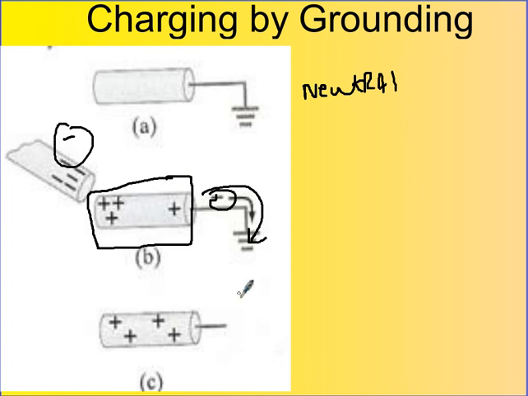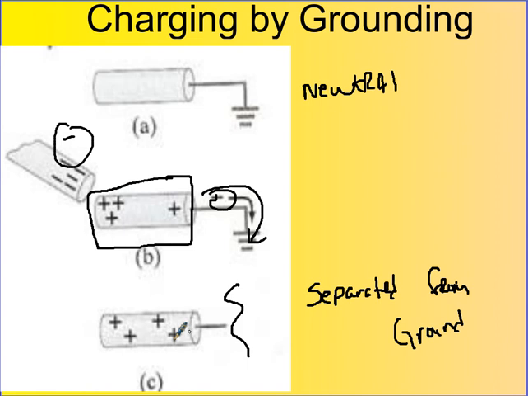Now, if I were to separate it from ground, this is important. Once I separate it from ground, it becomes isolated. There's nowhere for the charges to go, and no electrons can come back up from ground. So I separate it from ground and then remove my negatively charged rod. I now have a positively charged wire.